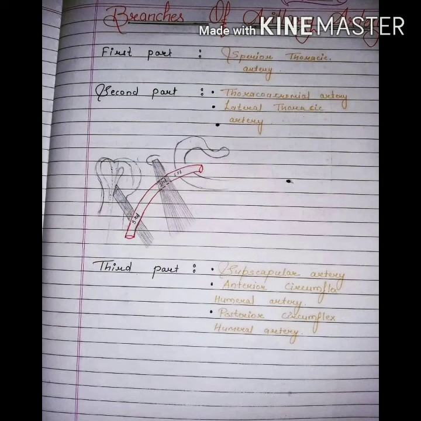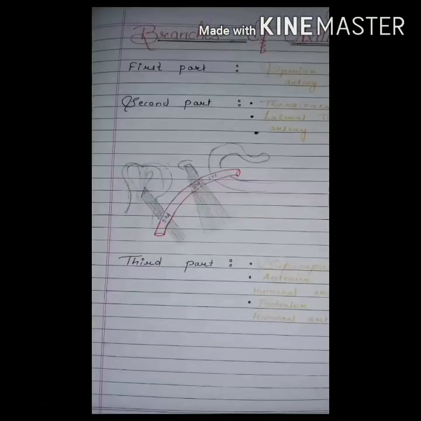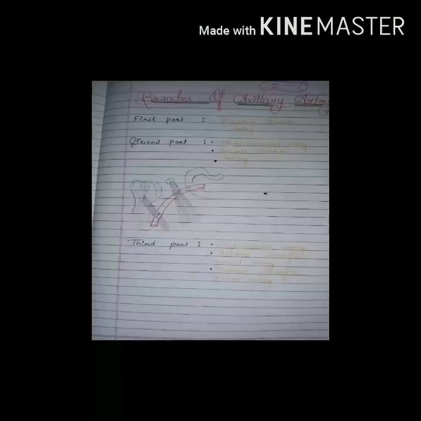After that there is the third part, where arteries go around the humerus. You can see in the figure that the humerus is encircled by two arteries, the anterior circumflex humeral artery and the posterior circumflex humeral artery. Just learn this portion. In the next session we will see the axillary nerve, its relations, course, etc.